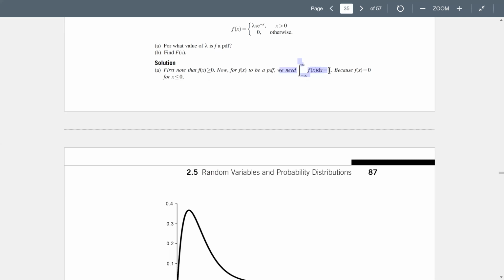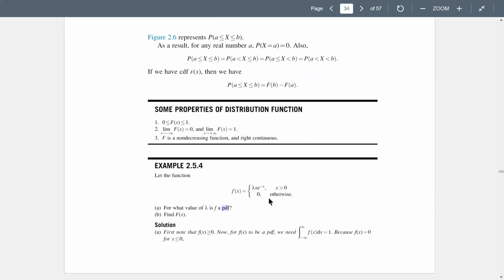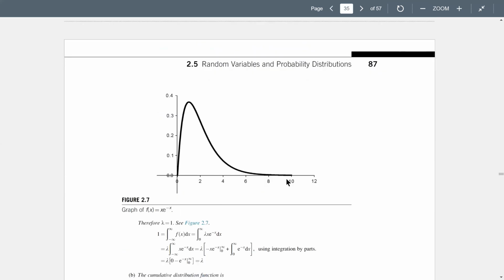Here you say we need this integration to be 1, because otherwise it's not called a PDF function. A PDF is a probability density function. If you draw it, it will look like that because it's altogether positive. Even when x is positive, this function can only be positive, and its range goes from 0 to positive infinity, on the positive real line.